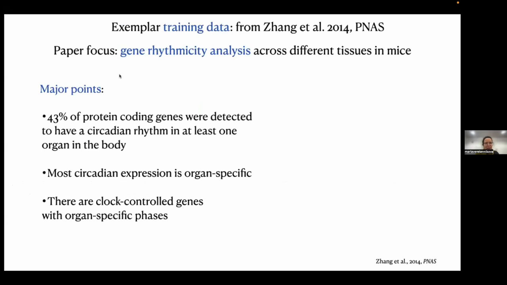The authors in the paper focus on gene rhythmicity analysis across different tissues. And I do want to mention that 43% of protein coding genes were detected to have a circadian rhythm in at least one organ of the body. I also want to mention that quite a lot of the drugs in the pharma industry that are sold freely to people, a huge percentage actually targets clock genes.